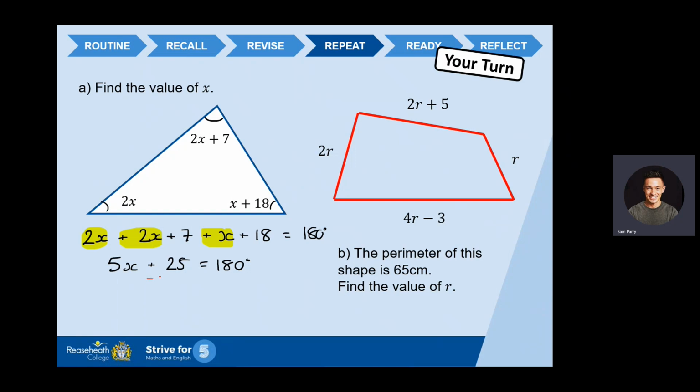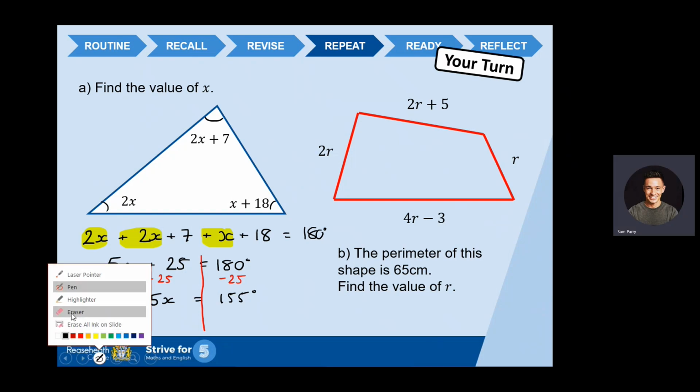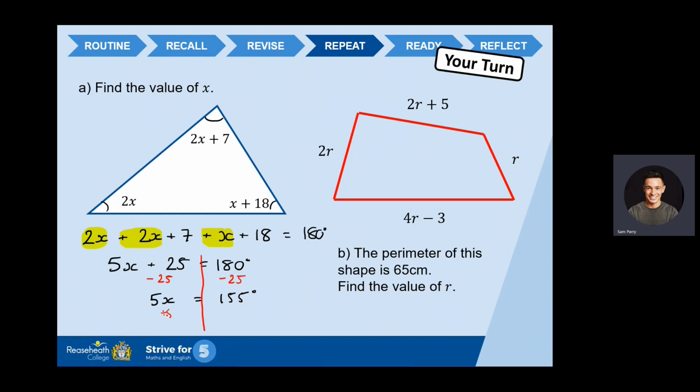I'm going to take away the 25 from both sides. Take away 25 from here. Take away 25 from here. So on the left-hand side, we're going to be left with 5x. Let me get my pen back. There we go. So we're going to have 5x equals 180 take away 25 is 155 degrees. And then the last thing we need to do to get x by itself, which is the aim of the game, is to divide by 5. So 155 divided by 5 is going to give me 31 degrees.